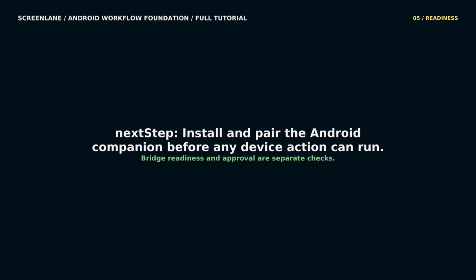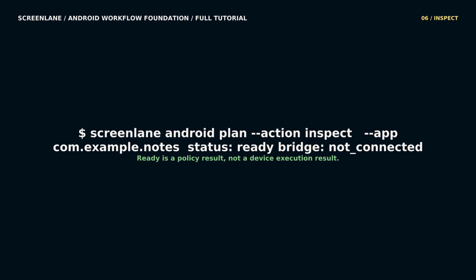The app identifier is important. Use a stable package or application identifier that your workflow recognizes. In this tutorial, we use a benign notes application. You can also attach before evidence with the optional before-evidence flag. That value can refer to a screen context or capture receipt your surrounding workflow collected before making the Android plan. ScreenLane records that identifier in the receipt. It does not invent screenshot evidence, and it does not claim a device state it cannot verify. Evidence should come from your own capture step.